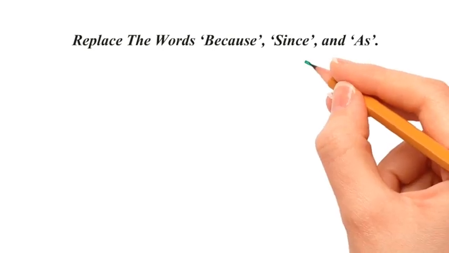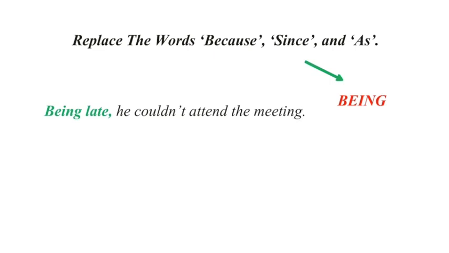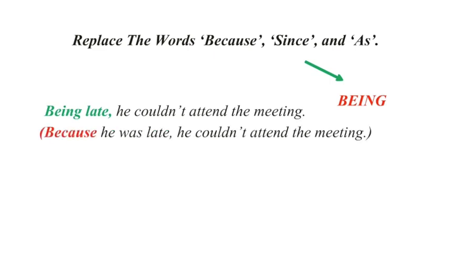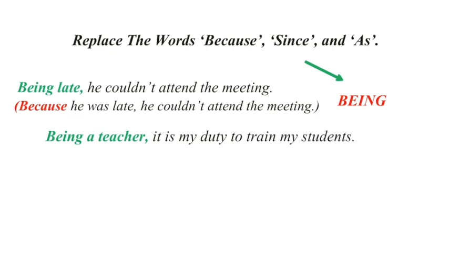Okay? Now in the second use of being, we are gonna replace the words because, since and as in our sentences, and in place of these words, we will use being. See these examples. Being late, he couldn't attend the meeting. So because he was late, he couldn't attend the meeting. So in place of because, we are using being. Okay? Being a teacher, it is my duty to train my students.